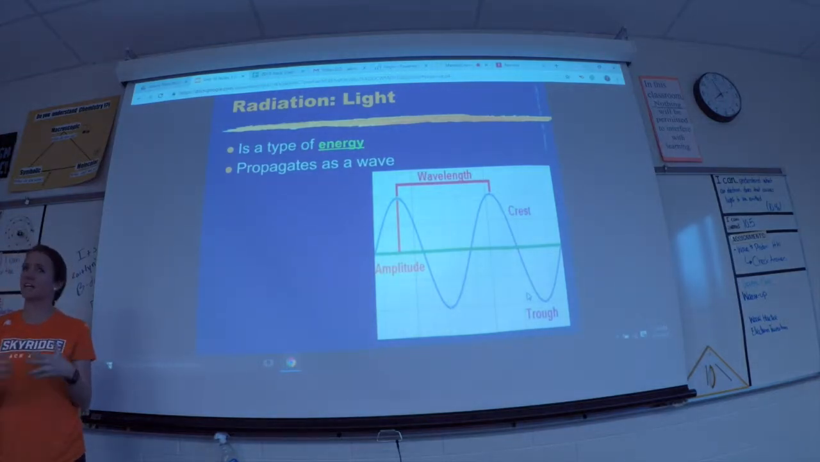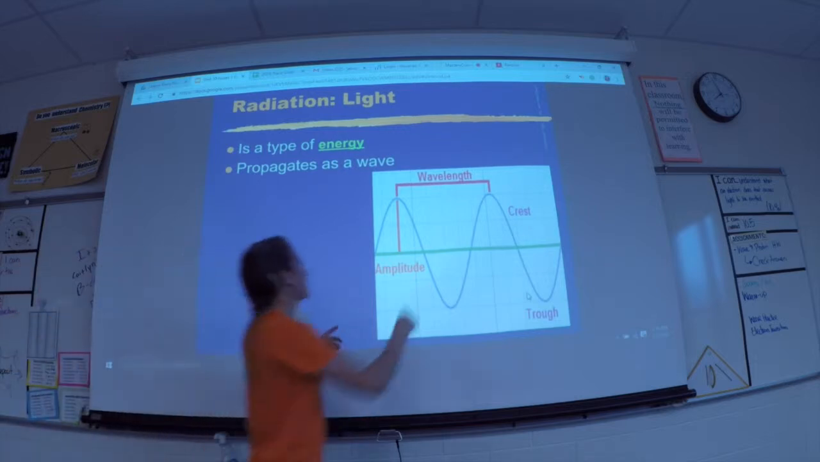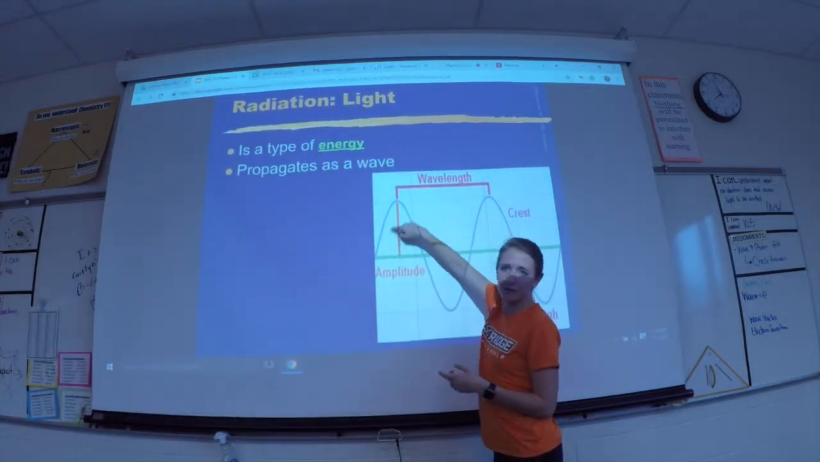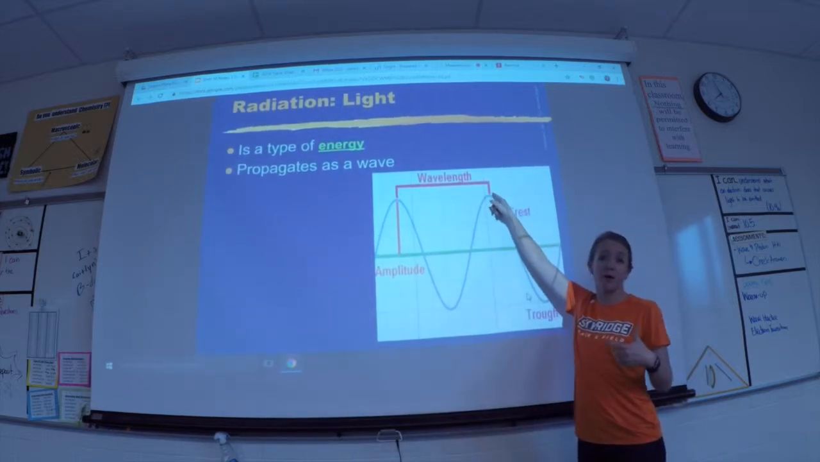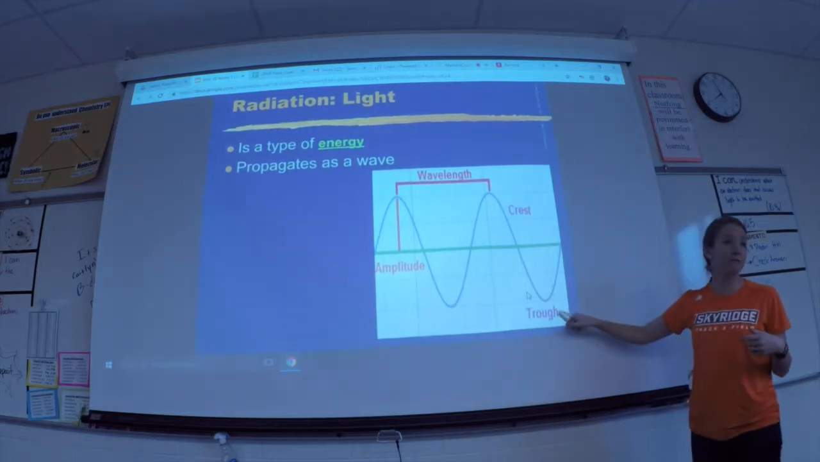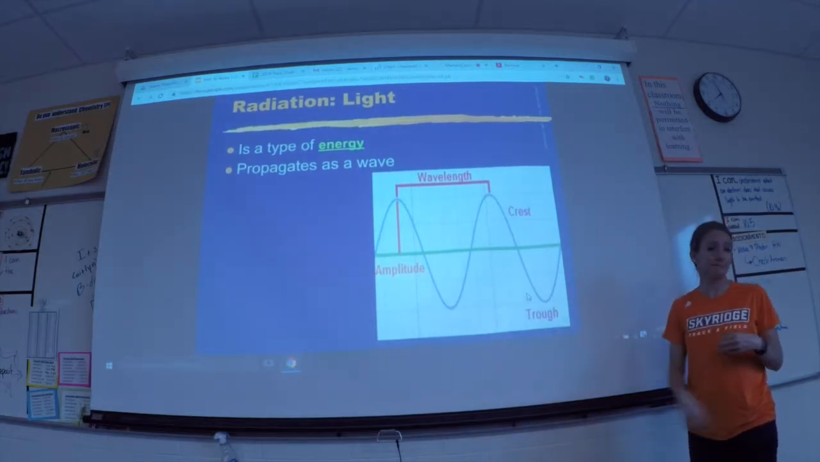You've probably talked about it in math classes, so I'm going to go over the different parts of a wave. We have the amplitude of a wave, which is the height, so label this on your little diagram. We have the crest of the wave, which is the top part. You have the trough of the wave, which is the bottom part.